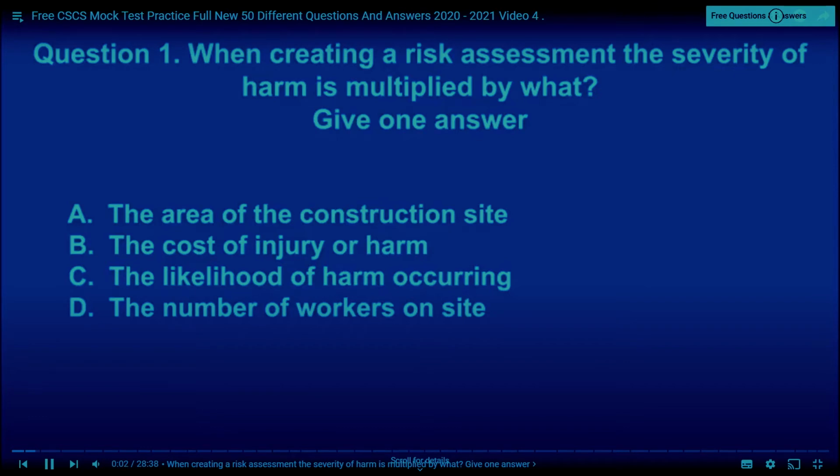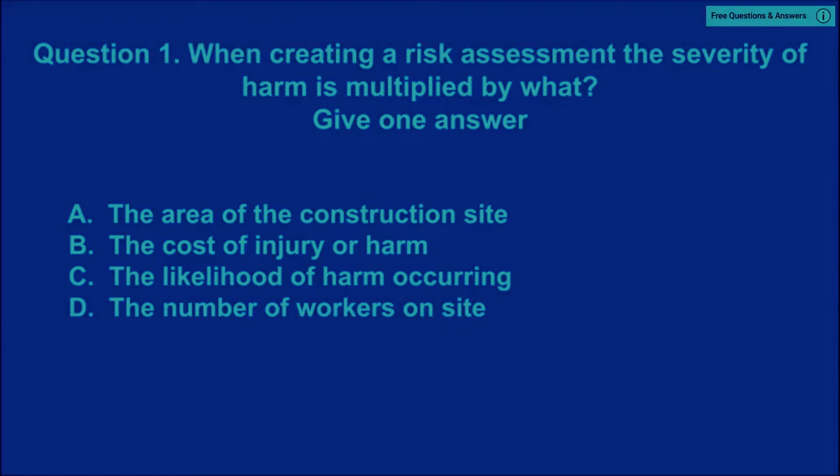Question 1. When creating a risk assessment, the severity of harm is multiplied by what? Give one answer. A. The area of the construction site. B. The cost of injury or harm. C. The likelihood of harm occurring.